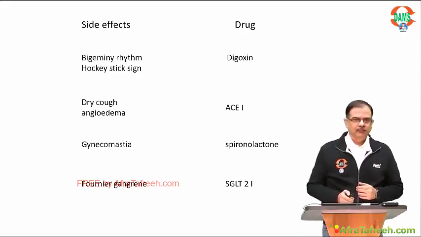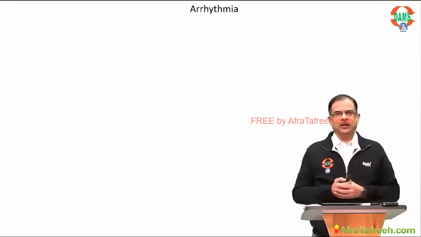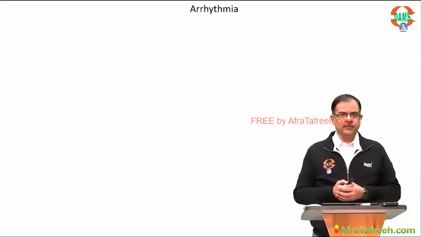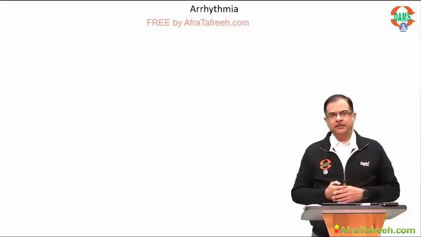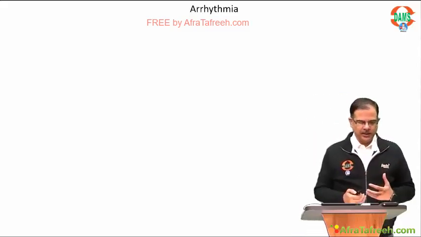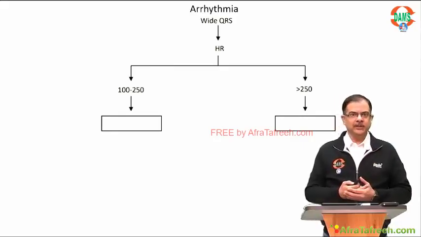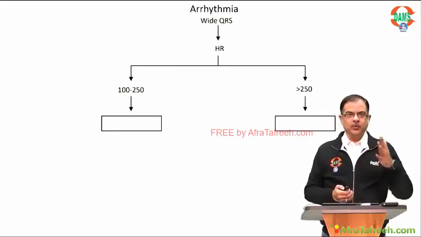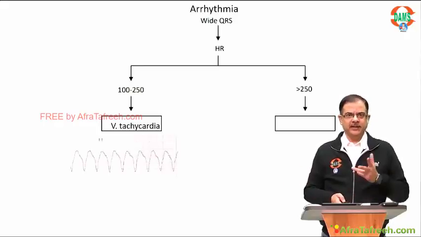Now moving on to the innermost layer, that is the conduction system. So in the conduction system are the arrhythmia section. So whenever a patient of arrhythmia comes to you, especially tachycardia, just look at the QRS. If the QRS is wide, look at the heart rate. If the heart rate is 100 to 250, this is a case of ventricular tachycardia. If heart rate is more than 250, that is ventricular flutter.